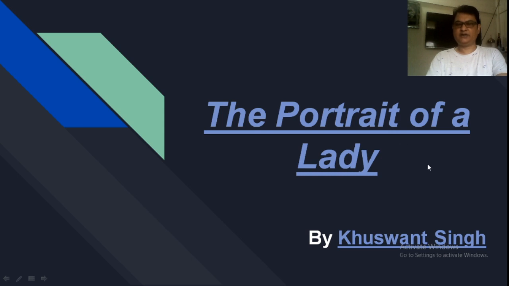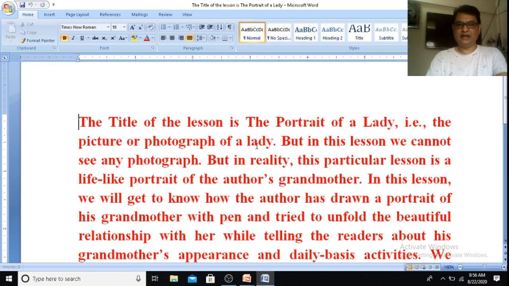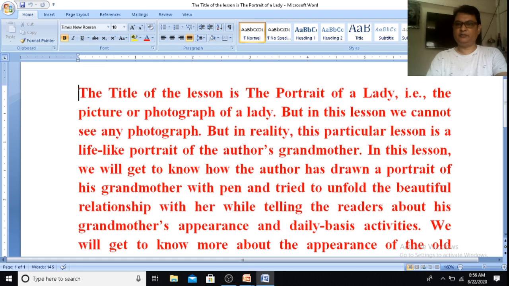Before entering the text, I have to say something about the title. At the very outset, when we go through the title, we can imagine something. We have not yet started the text, but seeing the title, we can guess something. The title is Portrait of a Lady, that is the picture or photograph of a lady. But in this lesson, we cannot see any photograph. This is very interesting. In reality, this particular lesson is a lifelike portrait of the author's grandmother.